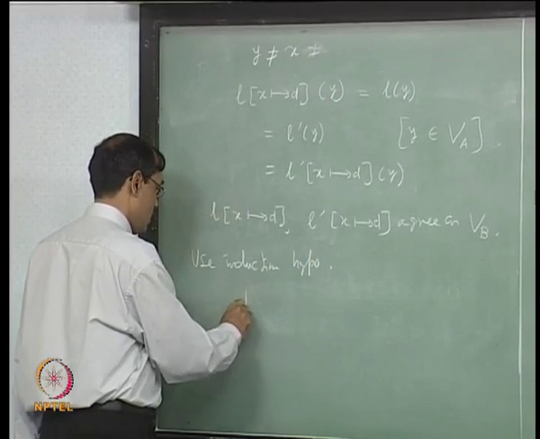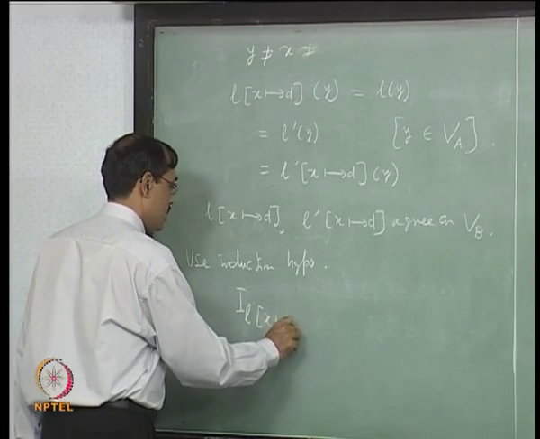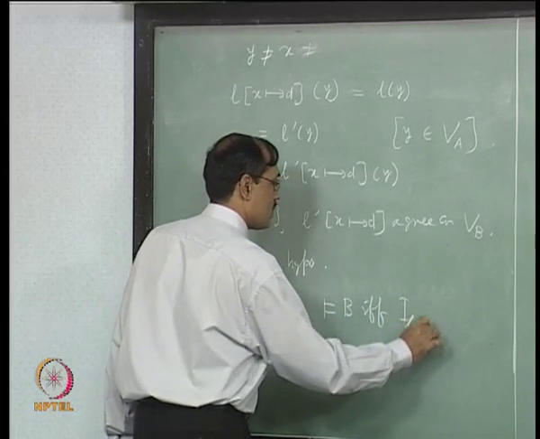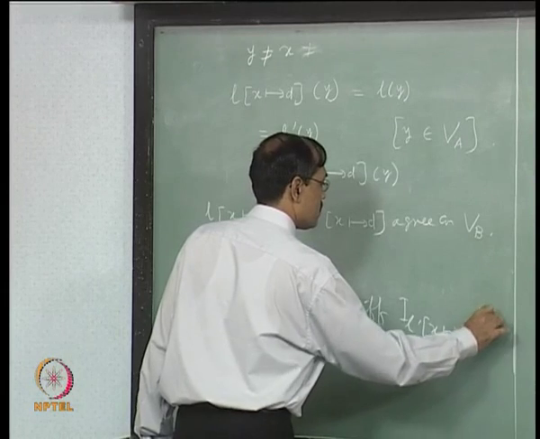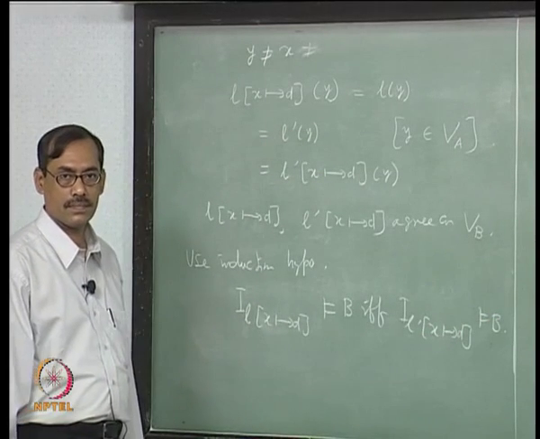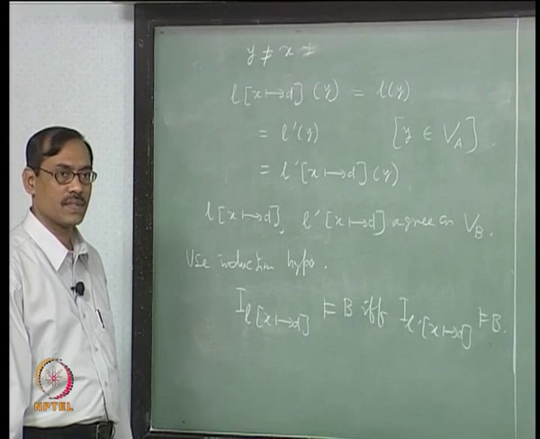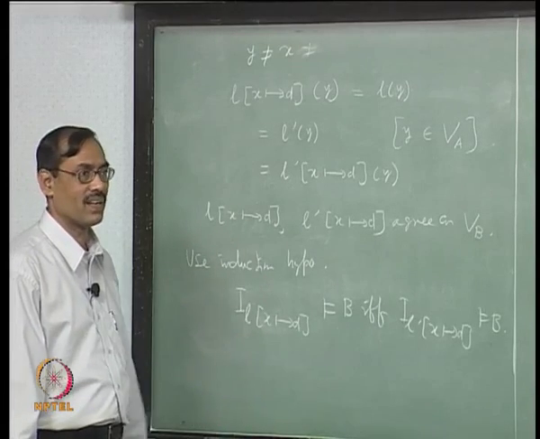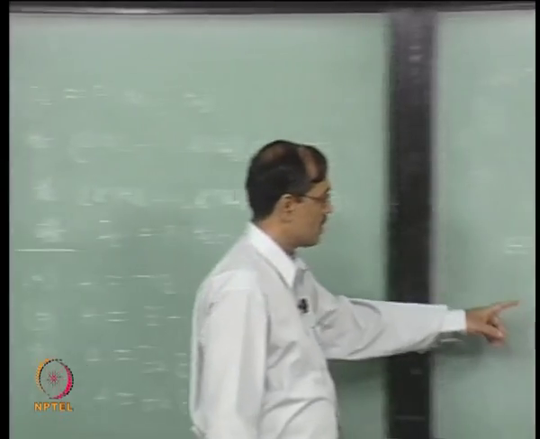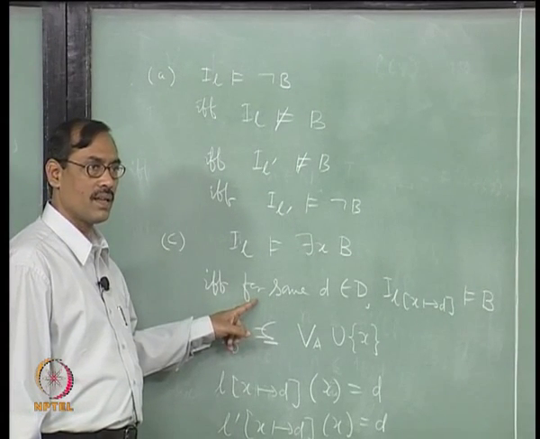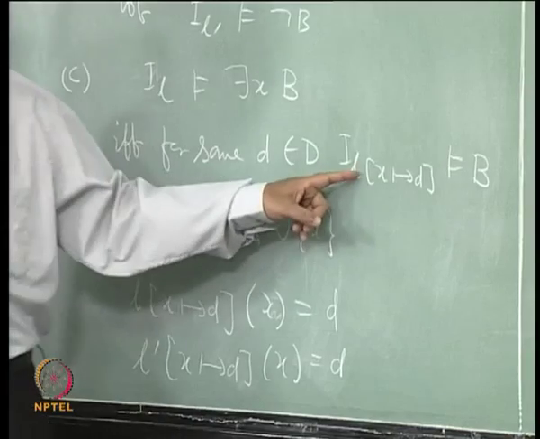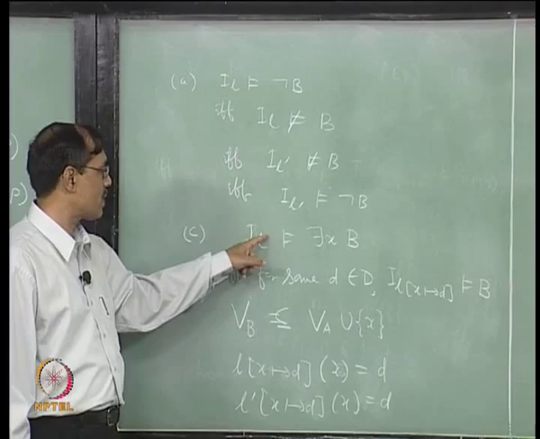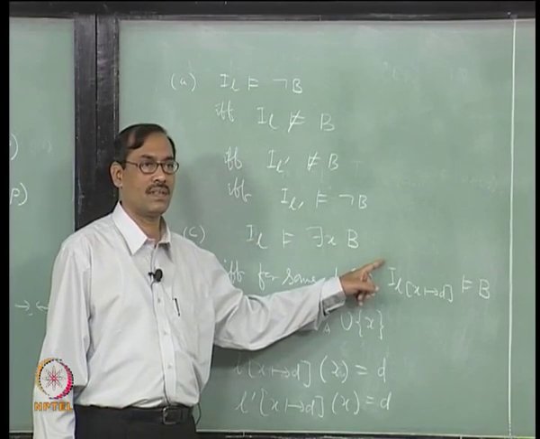Hypothesis to conclude I L x fixed to d satisfies B if and only if I L prime x fixed to d satisfies B. Okay. Nu of B is less than or equal to k, that is why you are able to use it, all those three are required. So, now once that is done, we come back to this statement, right. This says for some d in D, I L prime x fixed to d satisfies B, right. Therefore, I L prime satisfies there exists x B, proof ends there.